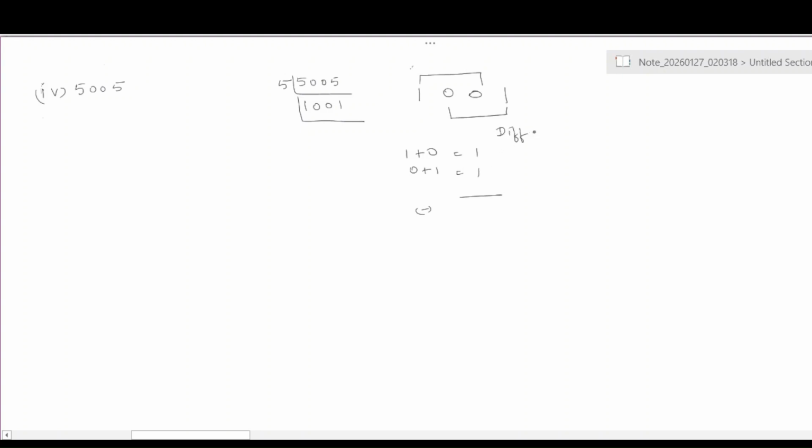Difference of sum of even digits and odd digits. Okay, so you have to take even digits and odd digits like this, where you add the one on top and add the one on the bottom and find the difference. The difference should be either 0 or multiples of 11. Multiples of 11. So it is 0. So the number is divisible by 11.